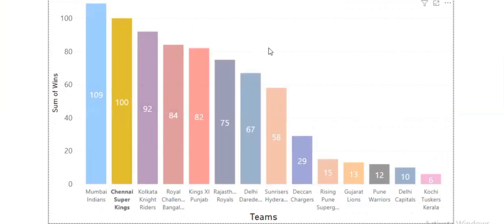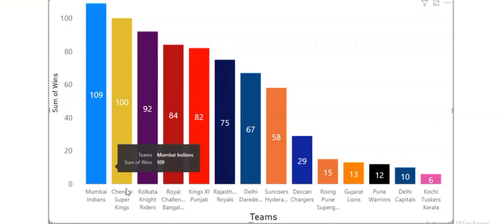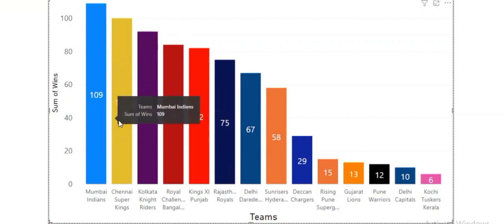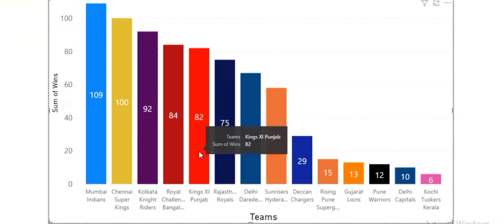Now, the next team is CSK with 100 wins, and the third one is KKR with 92 wins. The team with the fewest wins is Kochi Tuskers with about 6 wins. If I'm advising a sponsor, they can sponsor Mumbai Indians because they are the most successful team, and they can also sponsor CSK and KKR because they are also doing well. Now let's move to our next slide.